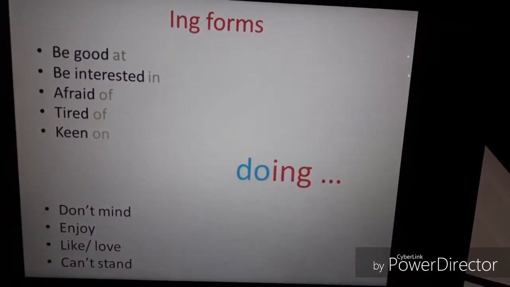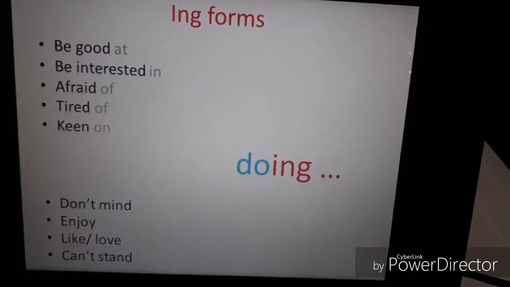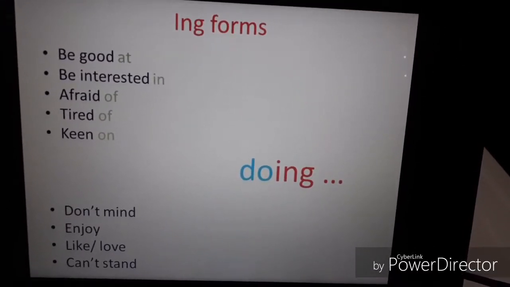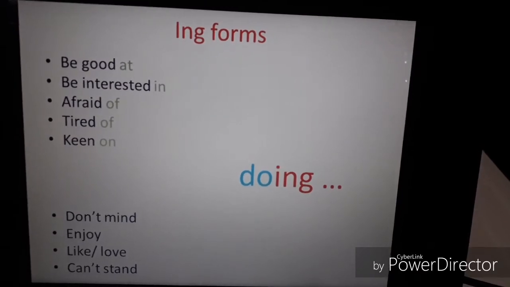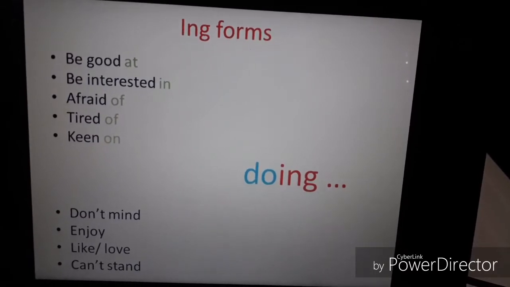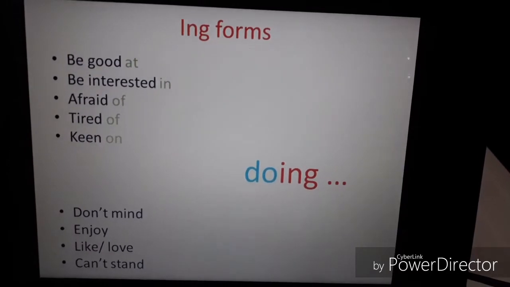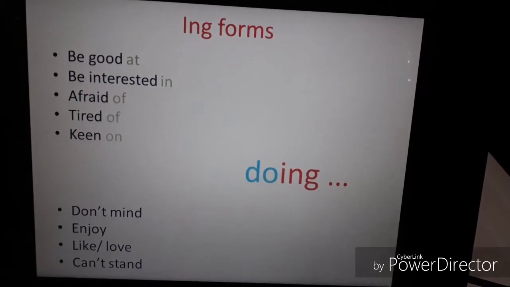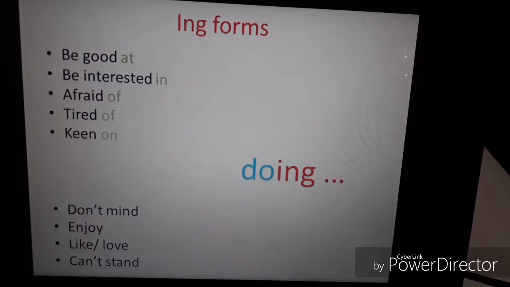Alright, our next topic is ing forms. That is when you use the gerund, that is ing. So we have two ways to use it. First one is when we have prepositions, and in this case, be good at, be interested in, afraid of, tired of, keen on. Those that are in green are prepositions. So when we have a preposition and then we have a verb, obligatory we need to use the verb with ing, as in this case. Be good at doing, be interested in doing, afraid of doing, tired of doing, keen on doing.